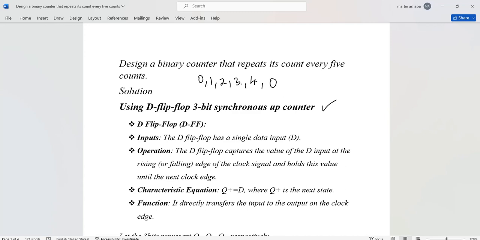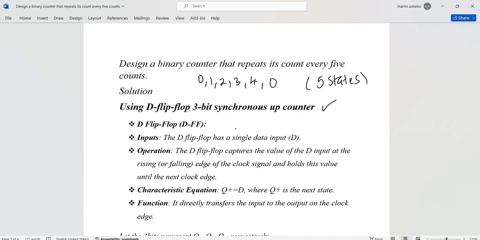1, 2, 3, 4, 5. These are the 5 counts. So once it finishes the 5 counts, it goes back to 0. So those are about 5 steps. Okay. So if we look at the values from 0 to 4, these are easily represented by 3 bits.